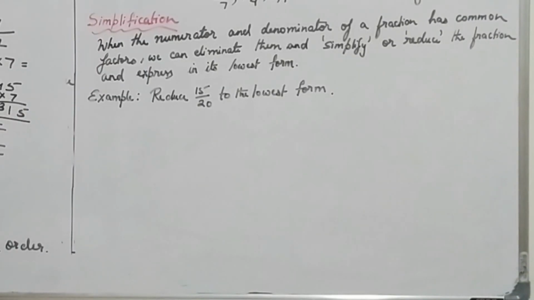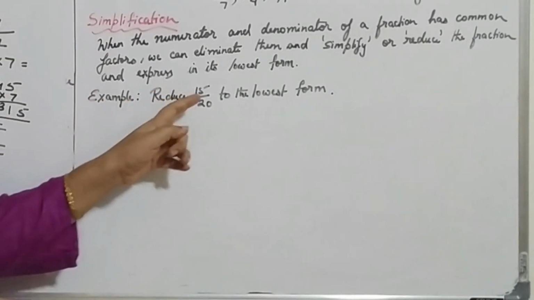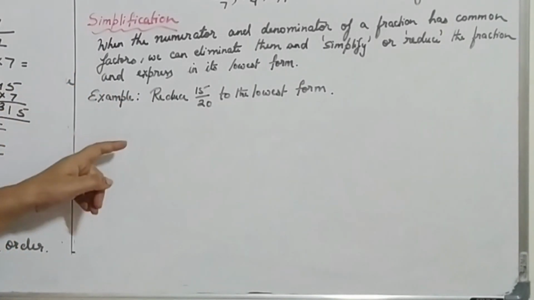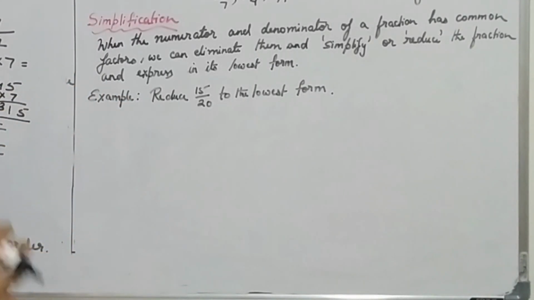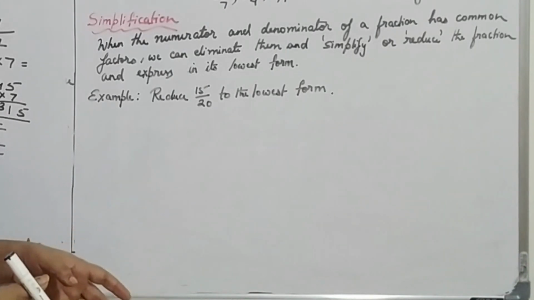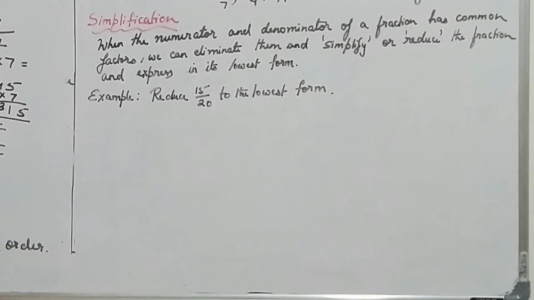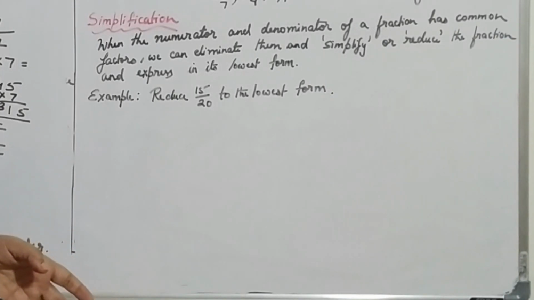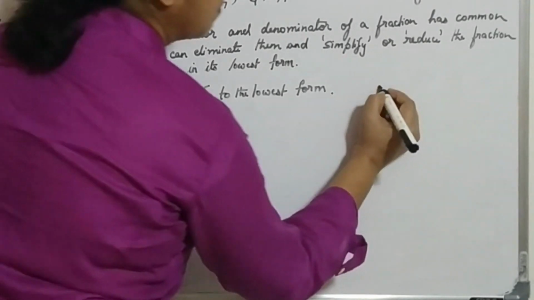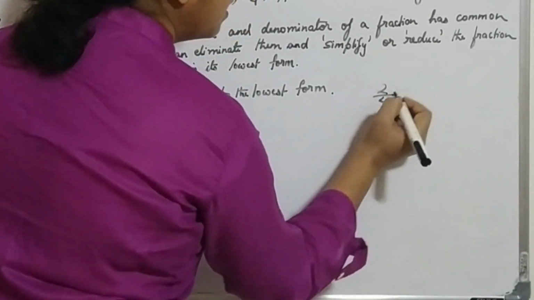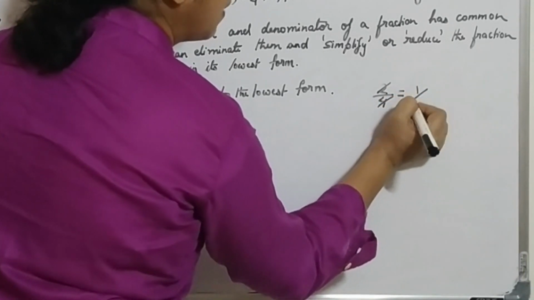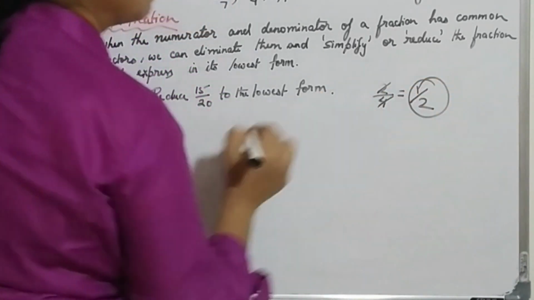Now we are coming to simplification. What do we mean by simplification? When the numerator and the denominator of a fraction have a common factor, we can eliminate it and simplify, reducing the fraction and expressing it in lower terms. For example, 2 by 4 is given. You can reduce it to lower terms by dividing by 2, and it will be 1 by 2. So this is the simplification.